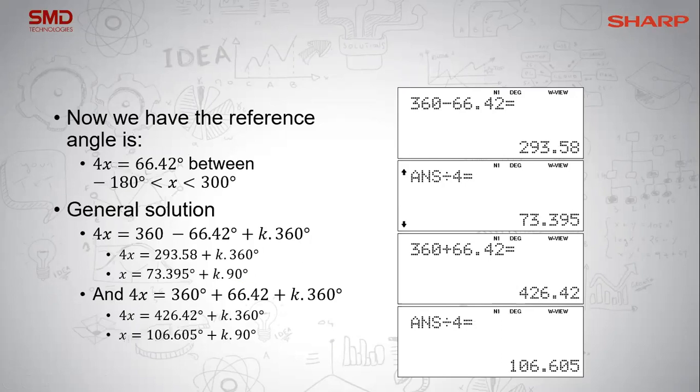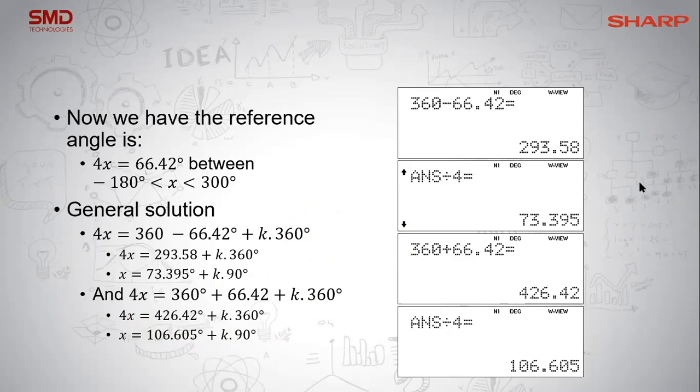Now, for our general solution, we have two options. We have 360 minus our reference angle, and 360 plus our reference angle, but it's all equal to 4x. And then, of course, we add our k360s because our graph repeats every 360 degrees. Here, we just simplified it and then divided everything by 4. So our first general solution is 73.395 plus k90, because when you do a 4x, it bounces the inside of your graph quite a lot. And then the second one is 106.605 plus k90.